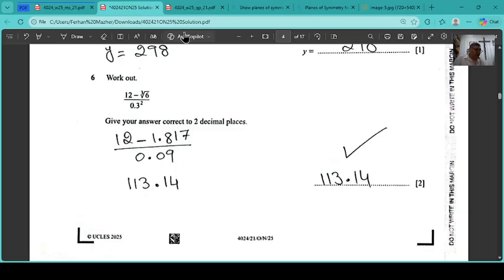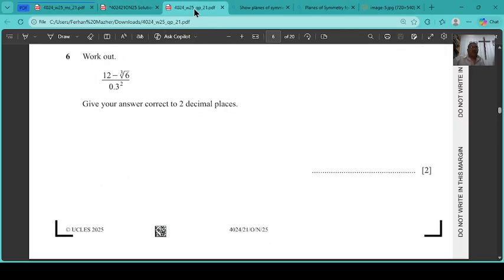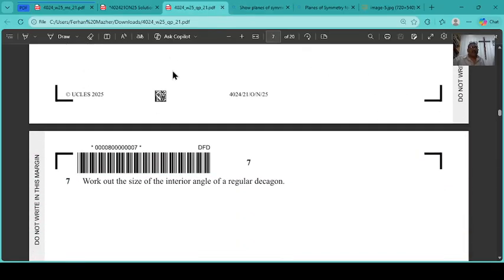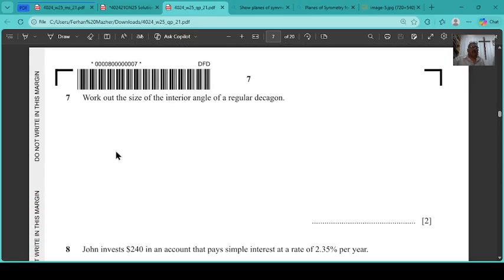Sir, we are done with question number 6. This is how this question will be done. So let's go to the next question. The next question coming up on your screen is question number 7. Work out the size of the interior angle of a regular decagon.